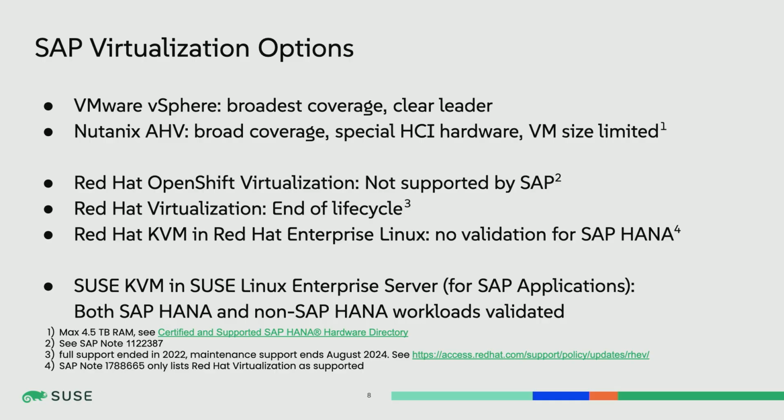Then there is Red Hat. OpenShift Virtualization is not supported by SAP. Red Hat Virtualization was supported by SAP, but it's at the end of its life cycle, so it's not supported anymore by Red Hat. And there's Red Hat KVM in Red Hat Enterprise Linux, but they have decided not to validate that for SAP HANA. And we are here because we have SUSE KVM in SUSE Linux Enterprise Server, also for SAP applications, which is validated for both SAP HANA and non-SAP HANA workloads.